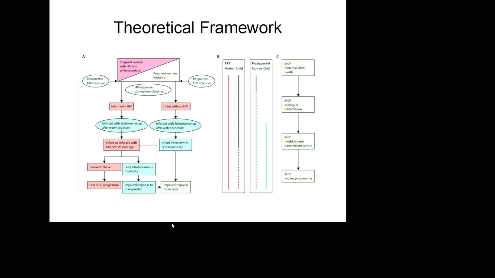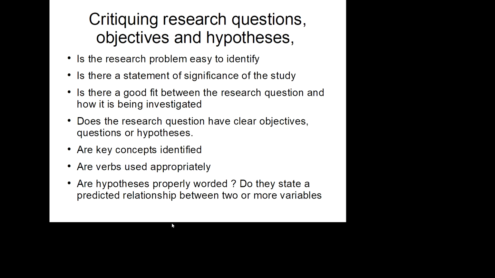All right, so critiquing research questions, objectives, and hypotheses. How do we determine if a research question, objective, and hypothesis is well written? These are the questions that we typically ask when we're reviewing your work. Is the research problem easy to identify? Is there a statement of significance of the study? Is there a good fit between the research question and how it is being investigated? Does the research question have clear objectives, questions, or hypotheses? Are key concepts identified? Are verbs used appropriately? Are hypotheses properly worded? Do they state a predicted relationship between two or more variables?